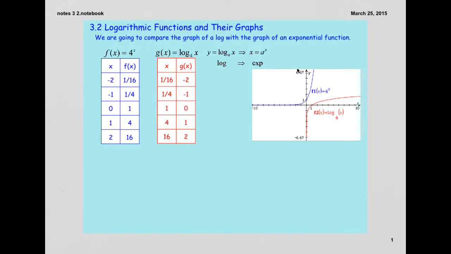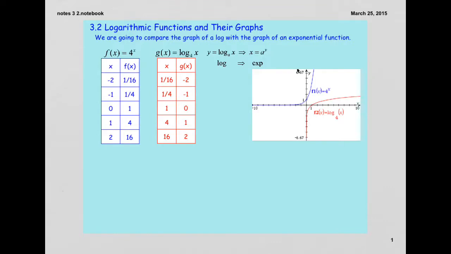So we notice on our exponential graph, we put in -2, -1, 0, 1, and 2 for x. And that gives us 1/16, 1/4, 1, 4, and 16. Now, what we notice for our log is if we put in -2, -1, 0, 1, and 2 for the y or g of x, we get 1/16, 1/4, 1, 4, and 16, which is exactly the inverse of the previous function.